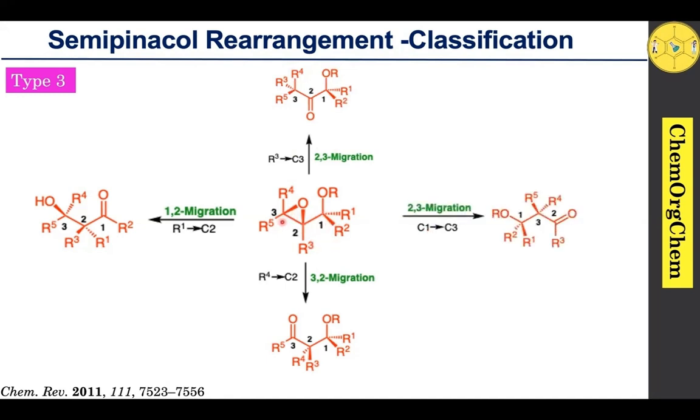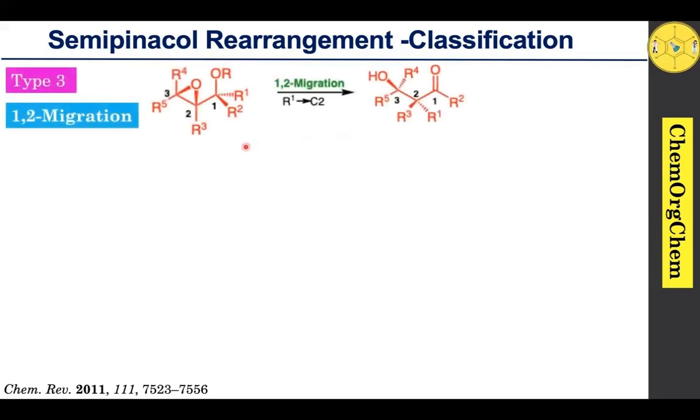Here you see, if you generate the carbocation in the third carbon, there is a possibility to migrate the groups attached to the second carbon into the third carbon. So this is also called a 2,3 migration, which leads to the corresponding carbonyl compound as a product. Depending on the structural features of the substrate and the reaction conditions, the rearrangement can proceed via either 1,2 migration or 2,3 or 3,2 migration.